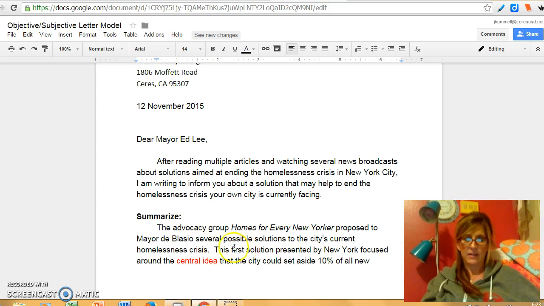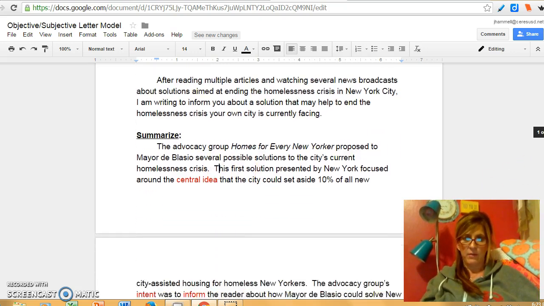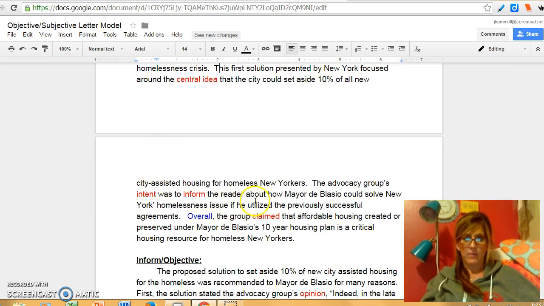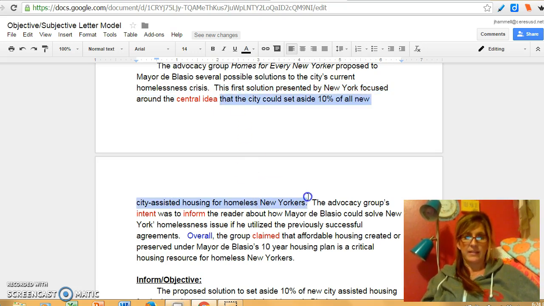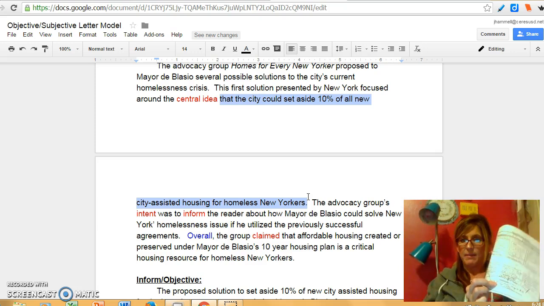So you're starting here. And if you look through the model, you'll see that when you state the central idea, the writer's intent, and the claim, it comes out to be 3 sentences. So you are free to start your sentence any way you would like. The model is there just to give you an example of what the start of that sentence could look like. So you'll see that Mrs. Rossiter started this first solution presented by New York, focused around the central idea, and then she typed in the central idea out of her central idea bubble.